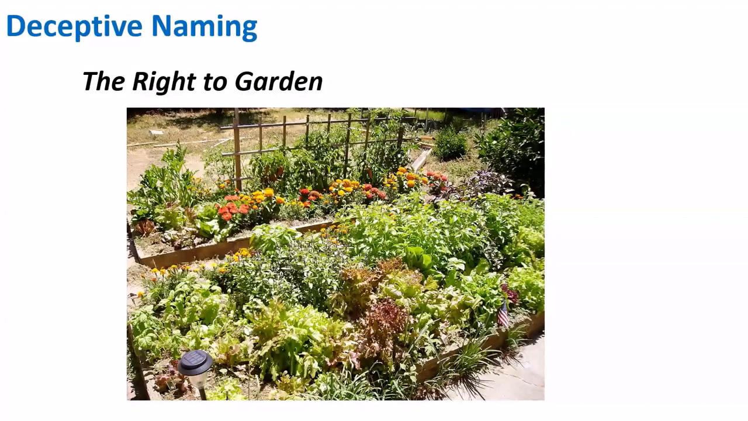And then we have deceptive naming. This happens a lot when companies or organizations or bills in Congress use deceptive names to try and appear to be something that they're not. So here's just an example I made up, the right to garden, which sounds like it's about protecting homeowners who want to plant vegetables or xeriscaping in their yards. But no, it's actually about protecting the rights of the homeowners associations to tell people what they can and can't put in their yards.